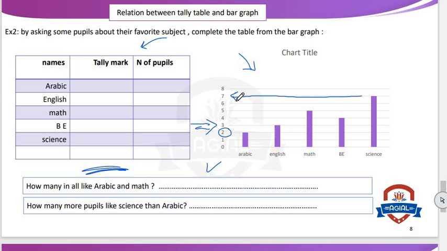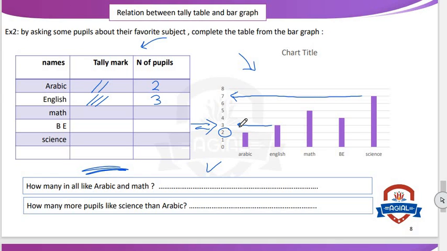Super, 7. So in here, Arabic, you can make tally marks. Arabic goes up to what? Up to 2. So we will make 2 tally marks, and for the number of pupils, we write 2. Okay, English. Who can say how many English? Super, 3. So we will draw 3 dashes, 1, 2, 3, and write 3, because English goes up to 3. After English, math.